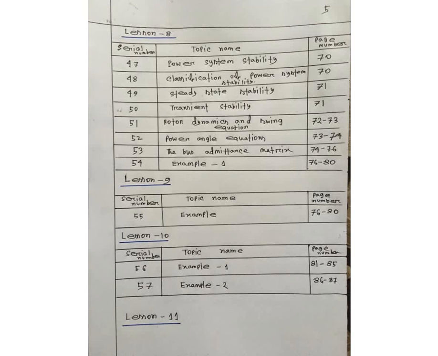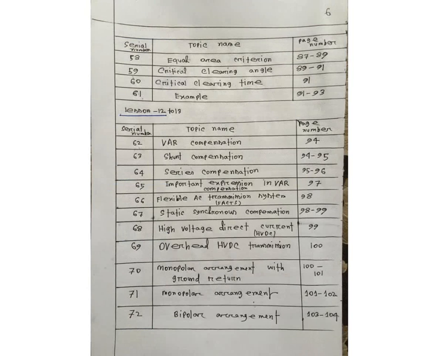example 1 in lesson 9. In lesson 9 we learned some examples, and in lesson 10 we learned example 1 and example 2. In lesson 11 we learned equal area criterion, critical clearing angle, critical clearing time, and example. In lesson 12 to 13 we learned power compensation, about shunt compensation, about series compensation, important compensation in power compensation, and static synchronous compensation.